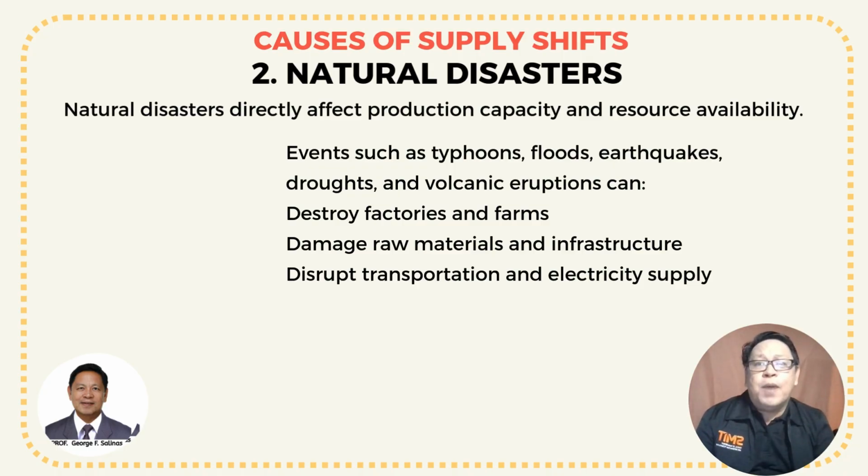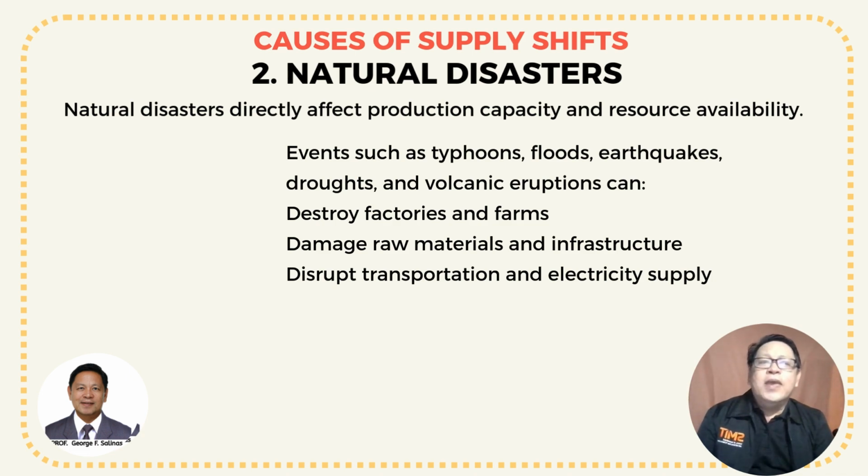And let's talk about resource contamination and loss. Events like floods and volcanic eruptions can contaminate water sources and destroy agricultural land, impacting the supply of essential raw materials that are used in the production of different products.